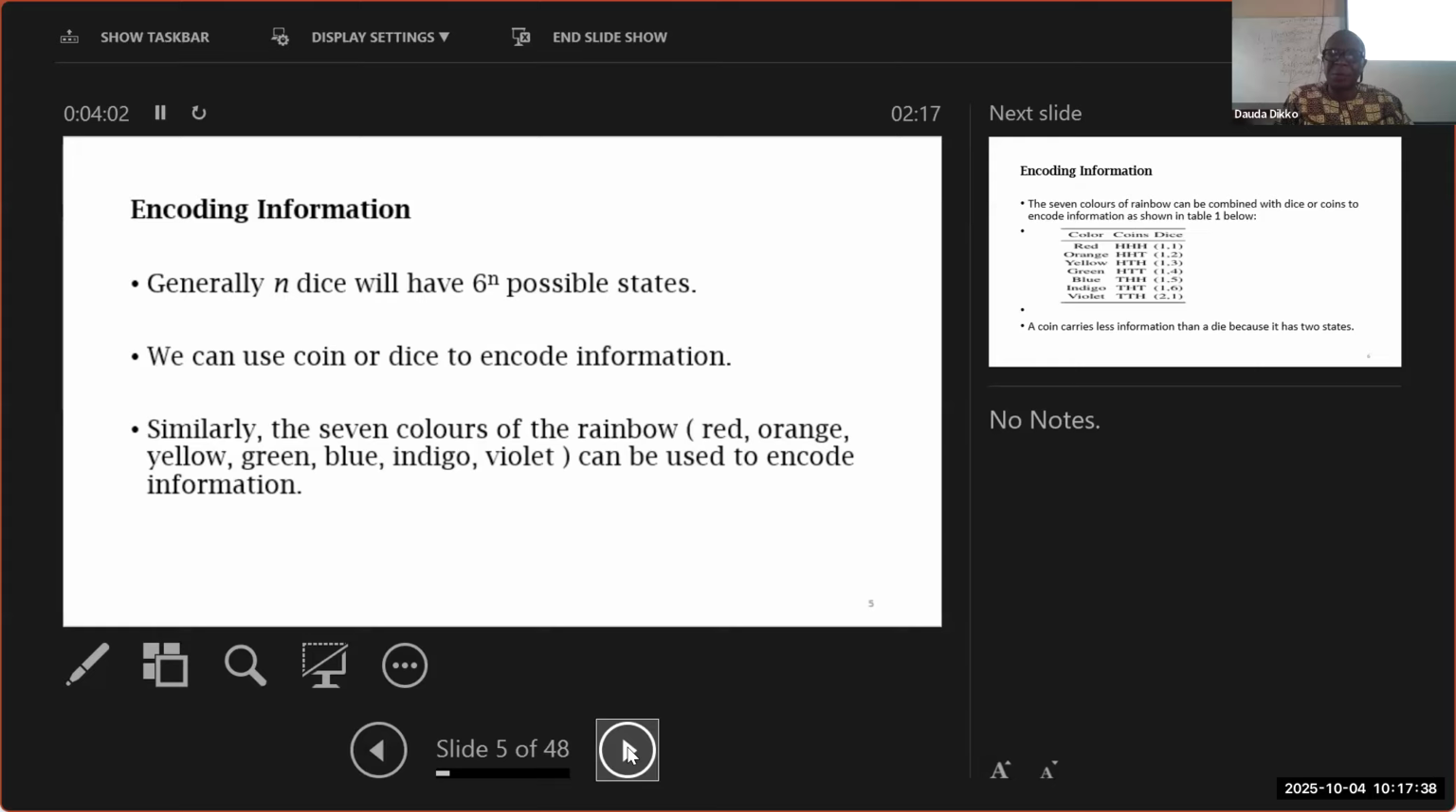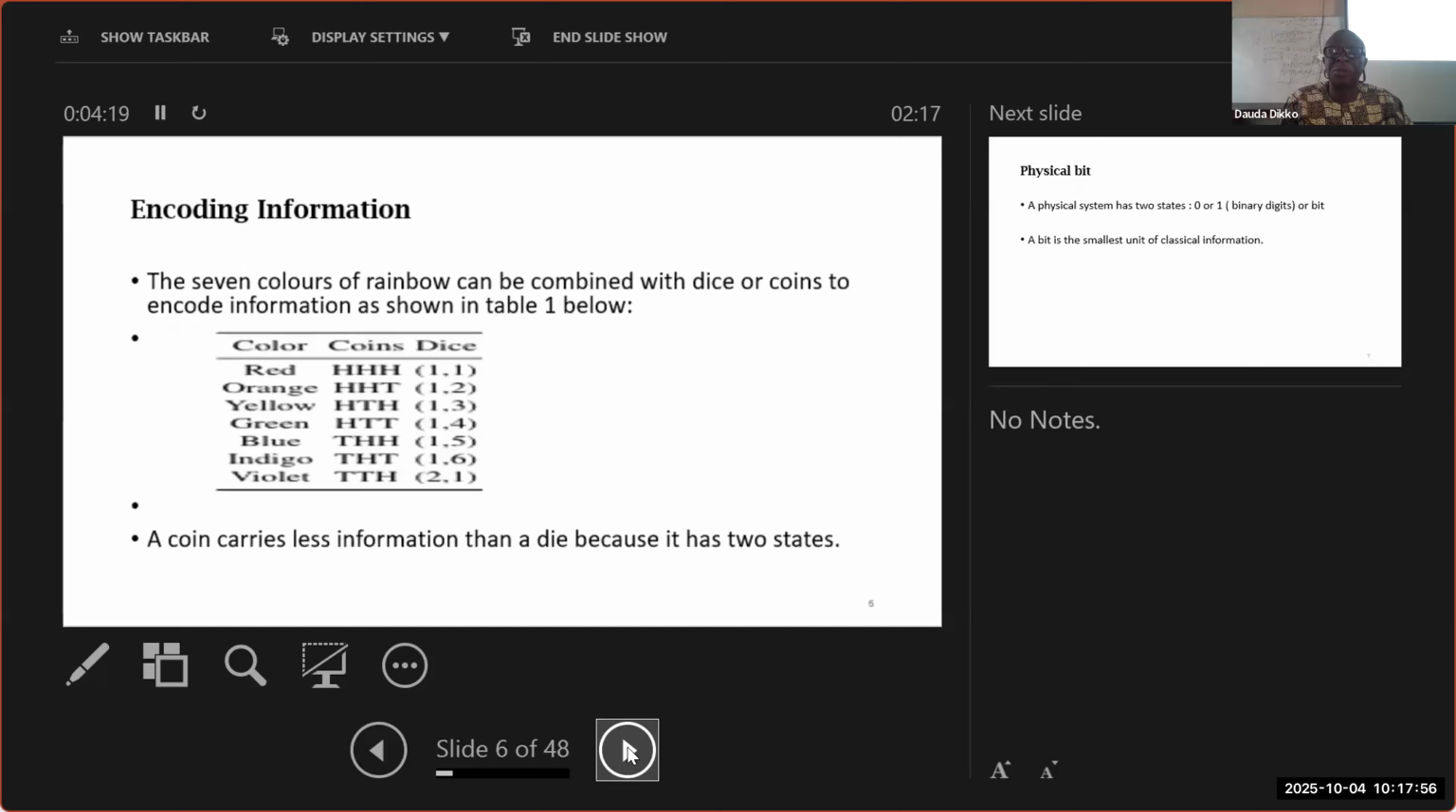Another way of representing information is by using color. The rainbow colors, red, orange, yellow, green, blue, indigo, and violet, can also be used to encode information. Now, the 7 colors of the rainbow can be memorized easily by using the acronym ROGBIV. Sometimes some people use "Richard of York Gave Battle in Vain" to memorize the 7 colors of the rainbow.